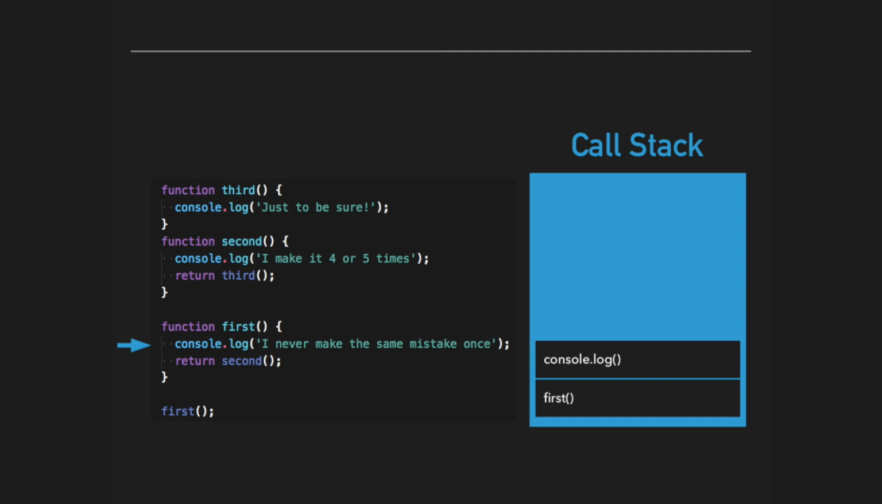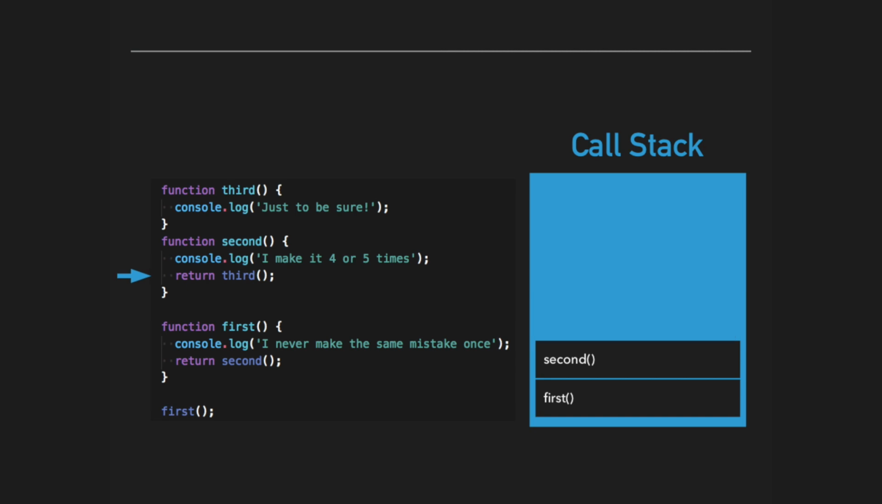We then move to our next line of code, where we have this return second function. So we're making a call to the second function, which means we need to push our second function onto the stack, and then go ahead and move inside of that function, where we have this console log statement. I make it 4 or 5 times. This gets pushed to our stack. When it's done evaluating, it will be popped off.